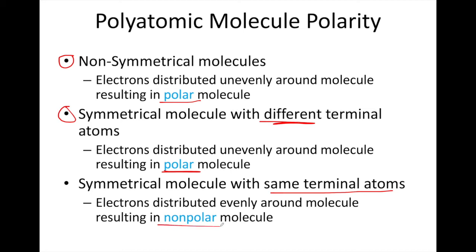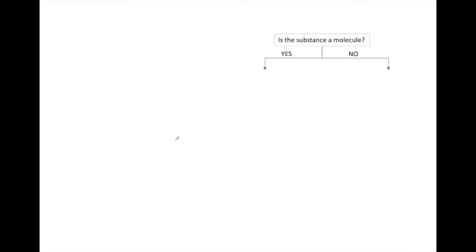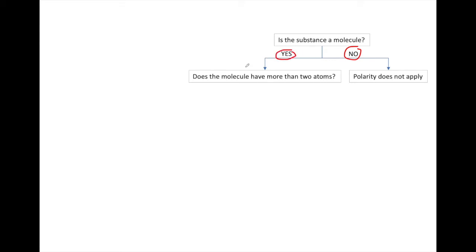So I've generated a flow chart that I think might be helpful. Let's go through this flow chart, which summarizes the three points that we were just looking at. The first thing, we always have to check, be sure we're talking about a molecule. So is the substance that we're looking at a molecule? If the answer is no, then polarity does not apply. So if it's an ionic compound, a metal, or a network covalent substance, then we don't need to go any further. We can't say it's polar or nonpolar, because polarity doesn't apply. However, if the compound is a molecule, the next question we ask is, does the molecule have more than 2 atoms?